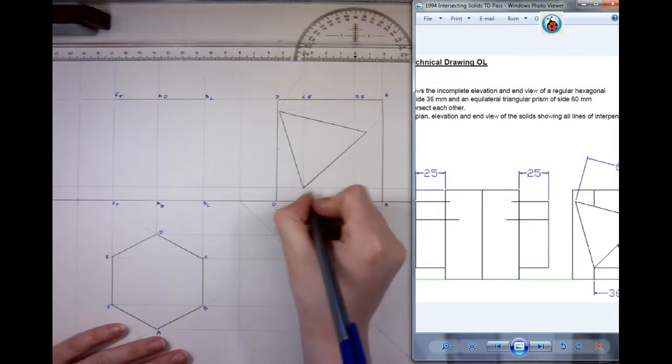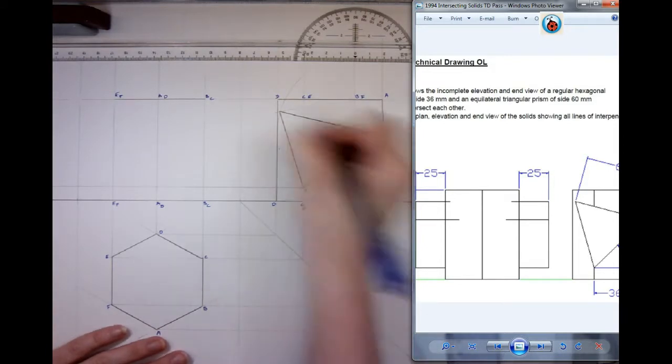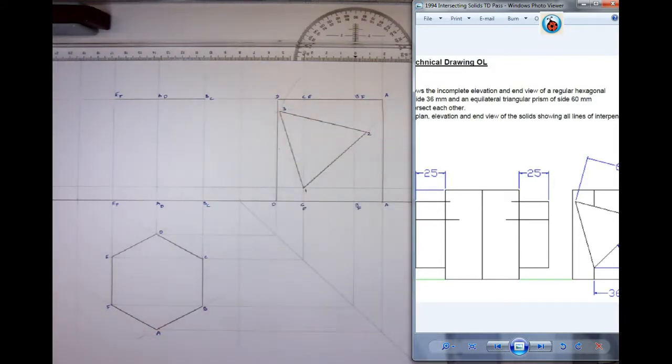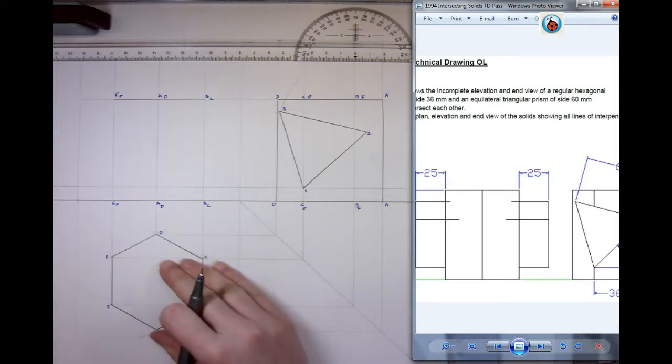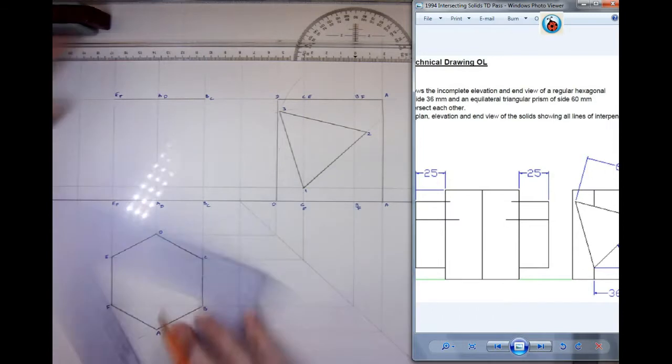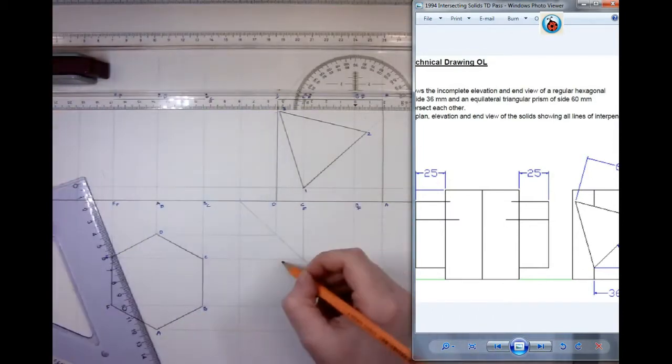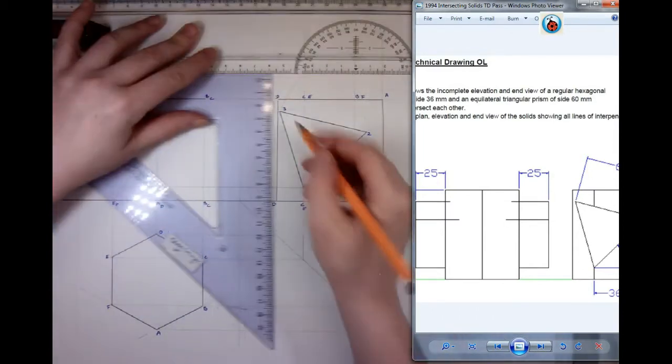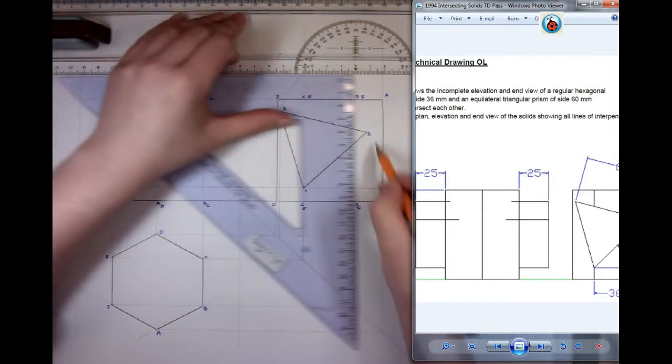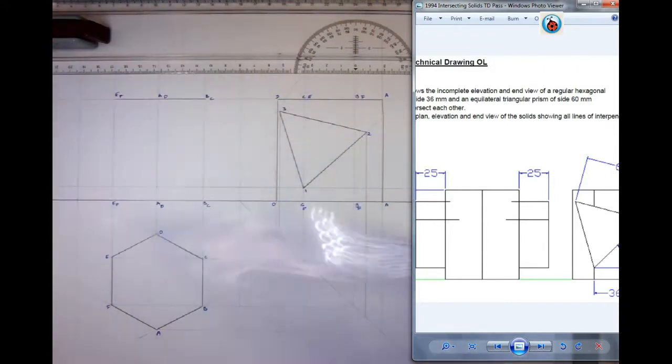Next, my shape. 1, 2, and 3. There's points 1, 2, and 3. Now I'm going to find them in my plan first. So what I'm going to do is bring down point 1. Well, point 1 is here, and point 2, and point 3. So I've brought them down.